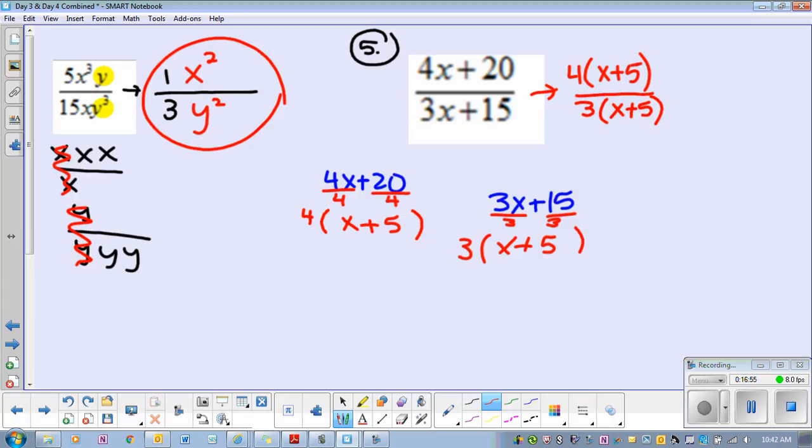What can you cancel out? Yup, the parentheses, the x plus 5. So what's left over? 4/3. Can you simplify this guy even more? No, so that's it. That's done. So good, right? All right. Any questions so far?